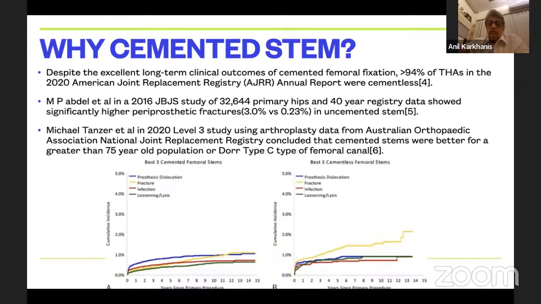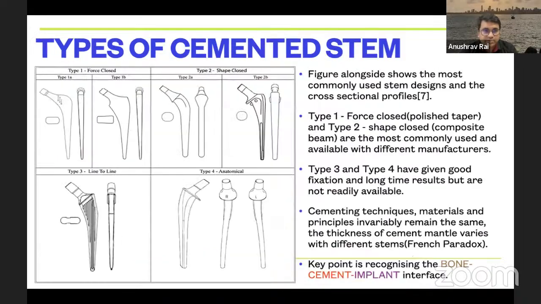Furthermore, data suggest that cemented stems are better than uncemented stems, especially in the 2020 level 3 study of the Australian Orthopaedic National Joint Replacement Registry. The cemented femoral stems over 15 years had 1% cumulative incidence of complication rates as compared to the uncemented stems, which had higher revision rates, especially after 7 to 8 years from the primary procedure.